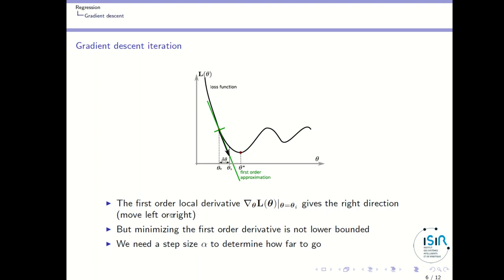But the point is that minimizing the first order derivative is not lower bounded. You could go infinitely low along this line, but if you go too far away, the first order approximation that you are using when looking for the first order derivative is valid around this point, but it's not valid anymore if you are very far away from that point. So we need the step size alpha to determine how far we can go. And alpha is a very important parameter in gradient descent, as you can see now.